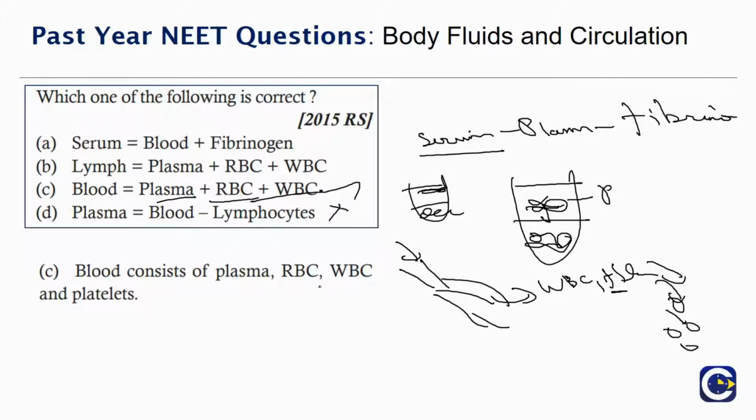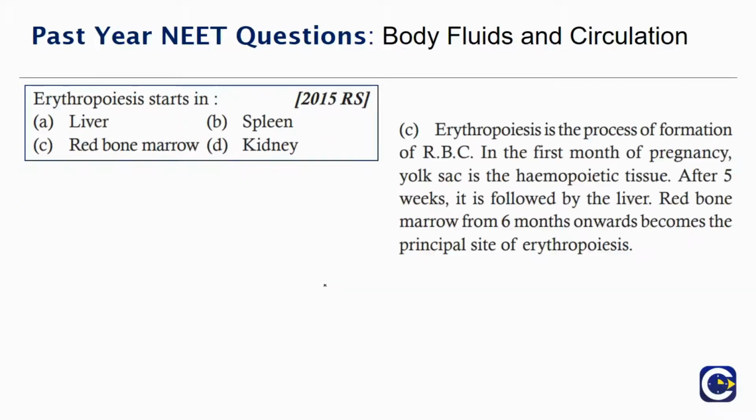Plasma is equal to blood minus cellular components as a whole. So blood consists of plasma, RBC, WBC and platelets also. So the solution is option C.